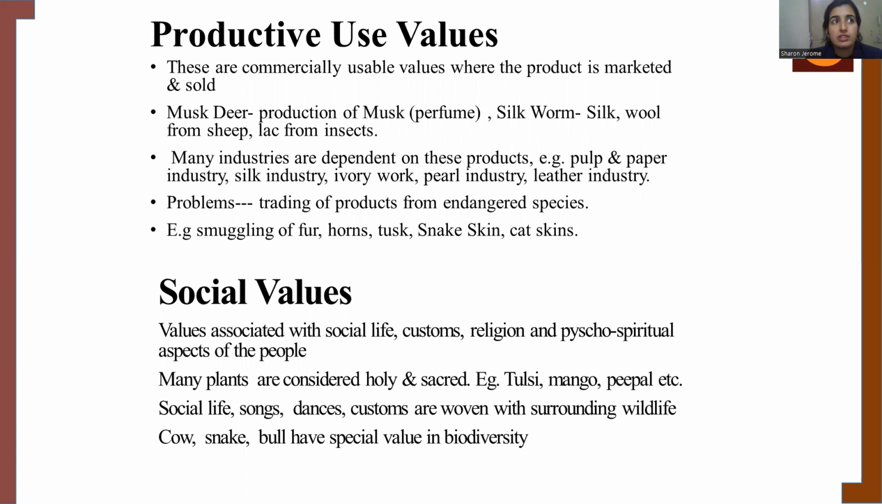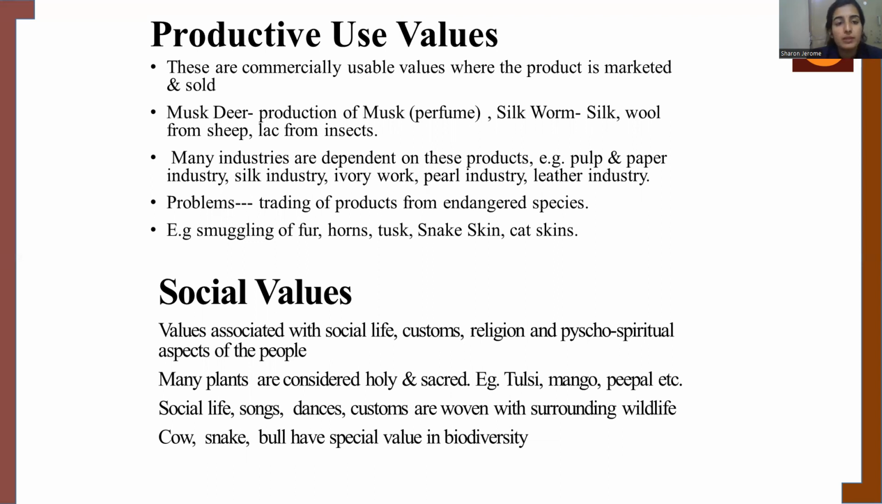Moreover, when there is excessive consumption or excessive demand for certain products, those species become endangered species. Another problem that arises due to excessive consumption is the smuggling of fur, musk, tusk, etc. As there is an increase in demand, there is an increase in exploitation of these products, which are then illegally sold.